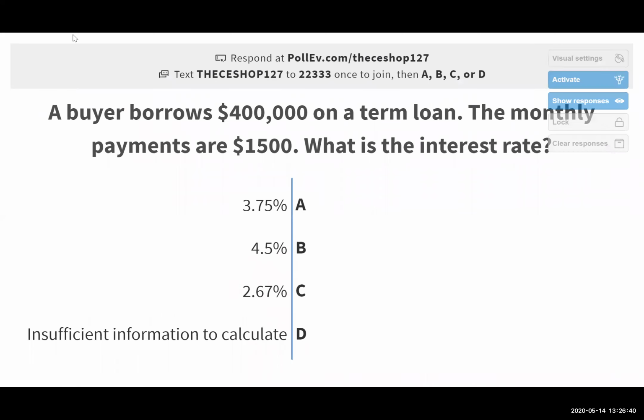So let's try it out. A buyer borrows $400,000 on a term loan. The monthly payments are $1,500. What is the interest rate? Let y'all play and pick an A, B, C, or D on that.